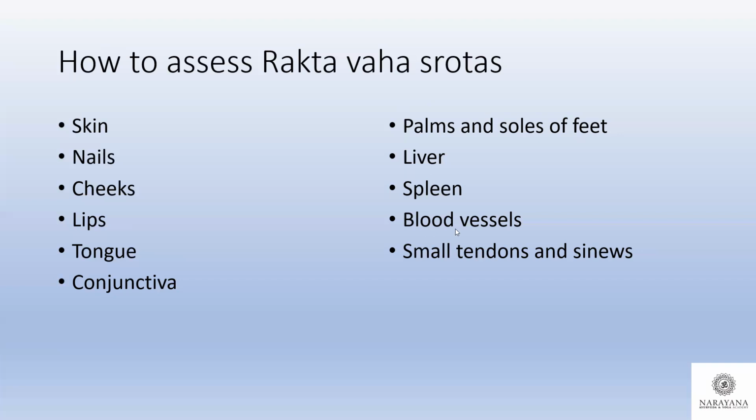The other things you can look at, like I told you about the tendons and the sinews. Sinews are smaller types of tendons. Why do you look at the blood vessels and the tendons, and how can you assess the Raktavaha srotas based on that? Because these are the 2 Upadhatus of Rakta Dhatu itself. You can look at something, or you can look at whatever comes with it.